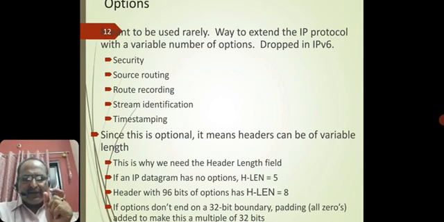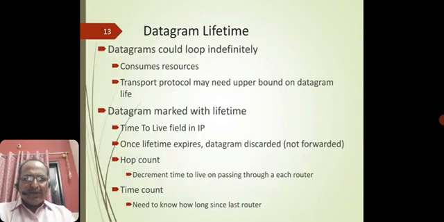So you may have understood that transmitting a bit of data requires not only the wire and physical computer connection and transmission. There is a lot of technical hard work that goes into understanding these things. Well, datagram lifetime. A datagram could loop independently. It consumes resources. So the transport protocol may need an upper bound on the datagram life. A datagram is marked with a lifetime, which is a field in the IP process. Once the lifetime expires, the datagram is discarded, not forwarded. Hop count and time count are the datagram lifetime in the transmission process.